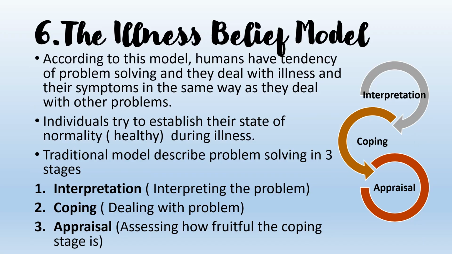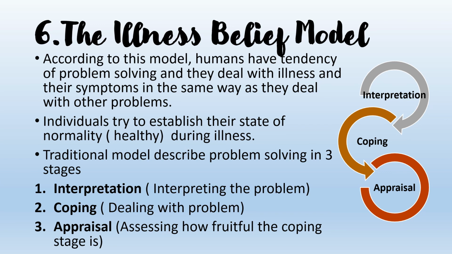Number six and the last one is the illness belief model. According to this model, humans have a tendency of problem solving and they deal with the illness and its symptoms in the same way as they deal with other problems. So this model stresses more the problem solving tendency of humans, and holds that humans can re-establish their normality state, and they usually try to change and establish the state of normality during illness.